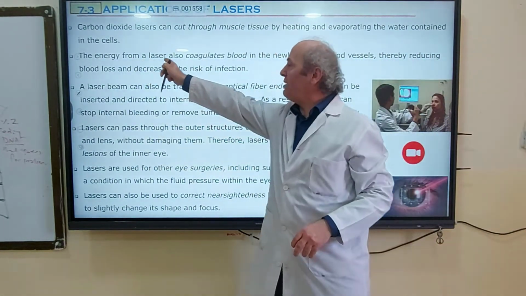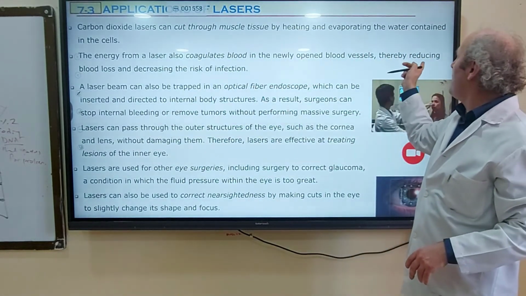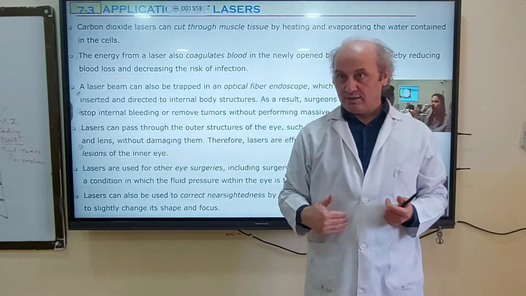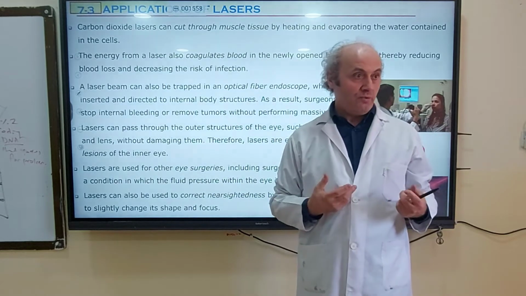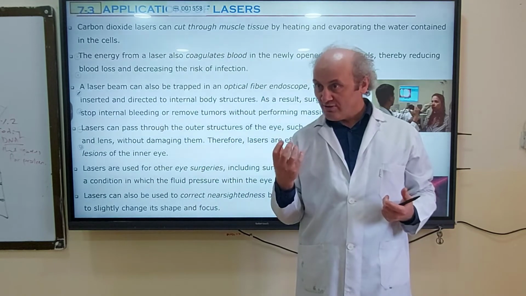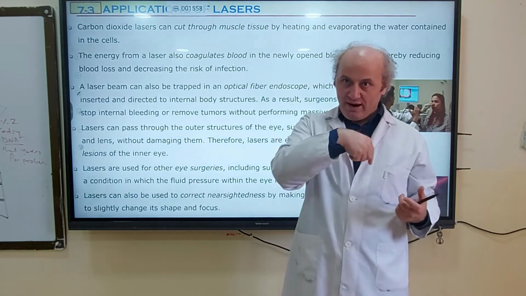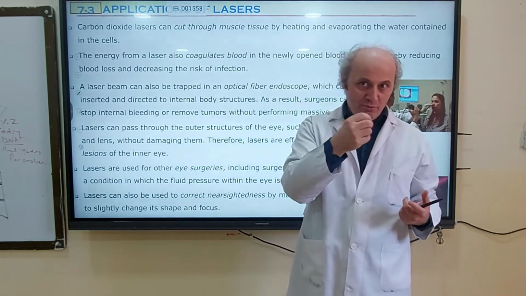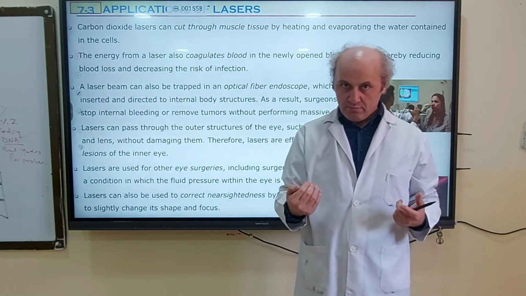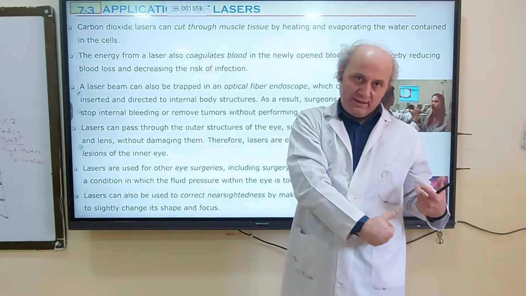Second one, the energy from a laser can also coagulate blood in newly opened blood vessels, thereby reducing the blood loss and the risk of infection. For example, in a bypass, there is so much blood. If the blood contains so much water, it can bleed very quickly. When you vaporize the water, you are decreasing the bleeding rate, and then you are decreasing the blood loss. I think they use lasers on open vessels or open places to decrease the blood loss.